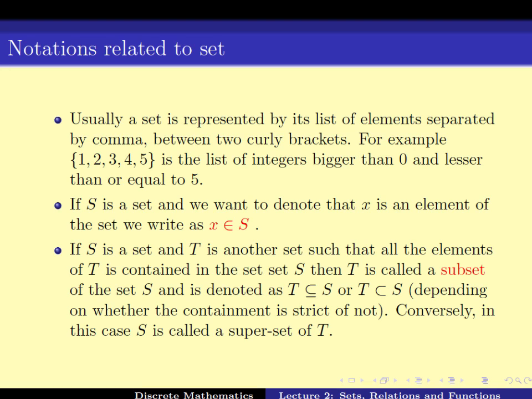Now if S is a set, I can take a subset of this S by taking some elements out of this set S. So if T is such a set that every element of T is contained inside S also, then we say that T is a subset of S. And it is usually denoted by this notation, T contained in S. Or sometimes this notation is used without the equality sign below, which means that T is strictly contained in S. This means that there is at least one element in S that is not contained in T. Conversely, in this case, S is called a superset of T.